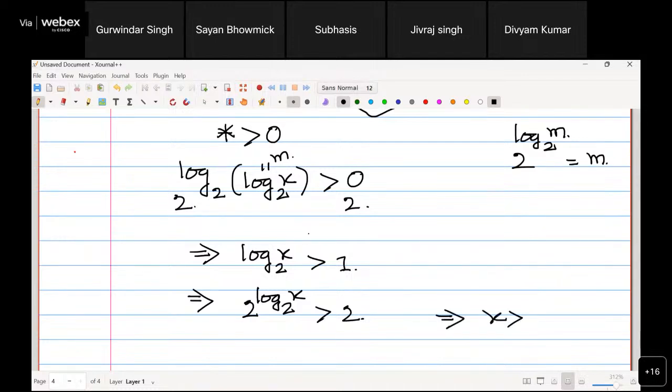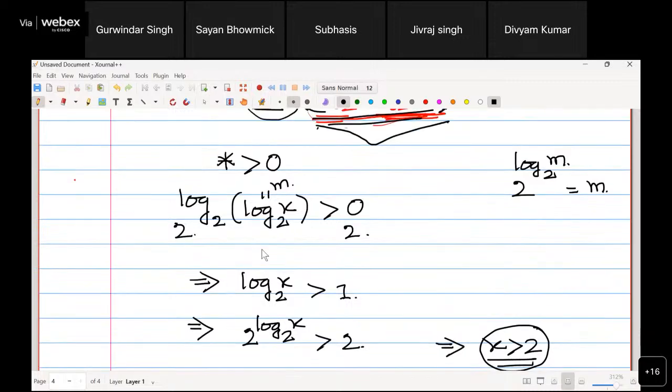Whenever we are taking antilog, we must say that the star will be greater than 0 every time we take antilog, because 2 power x is always greater than 0, right? Yes, sir. I got that point.